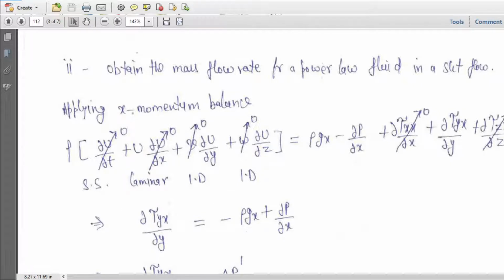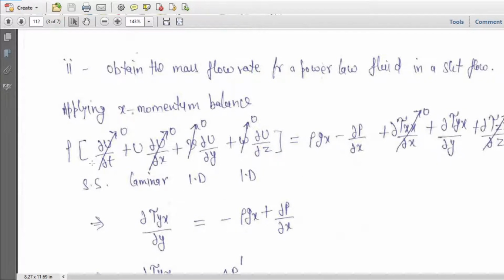So this is the x momentum balance: rho del u upon del t plus u del u upon del x plus v del u upon del y plus w del u upon del z equal to rho gx minus del p upon del x plus del tau xx upon del x plus del tau yx upon del y plus del tau zx upon del z.